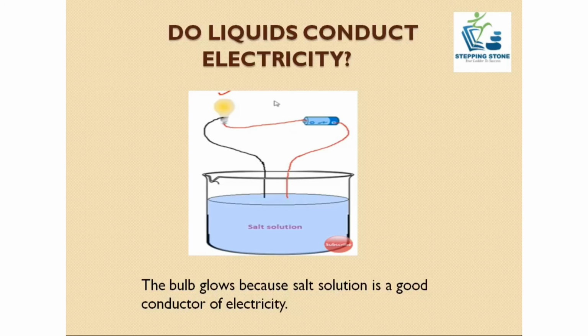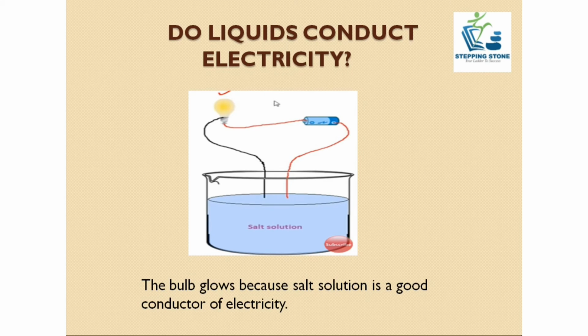So till now we have seen that copper, aluminium, etc. are good conductors of electricity, while plastic, rubber, wood, etc. are poor conductors of electricity. But all these are solid substances. So in a similar way, do liquids also conduct electricity? We will get our answer by performing an activity.